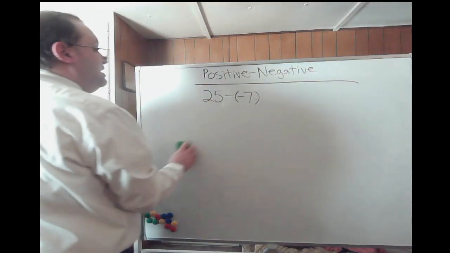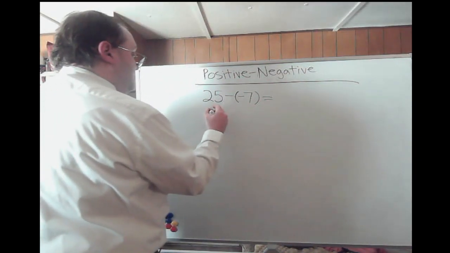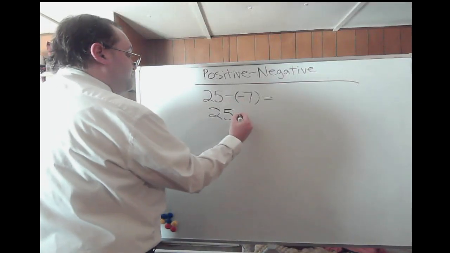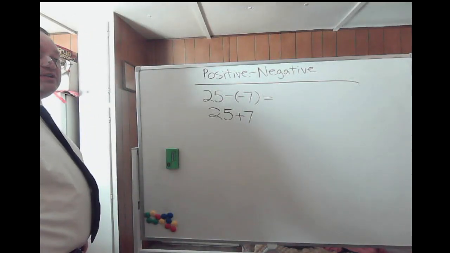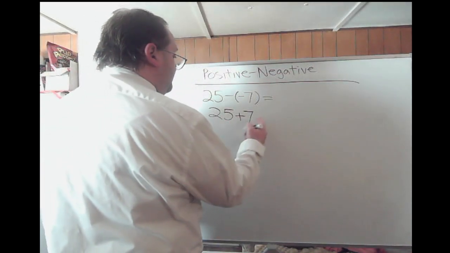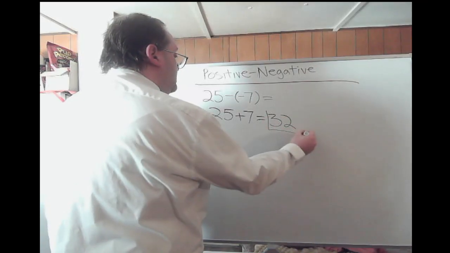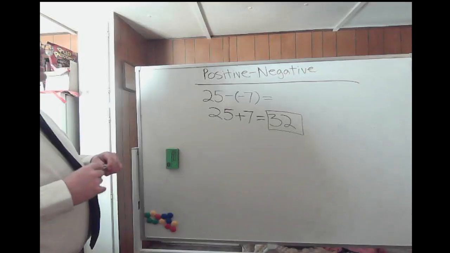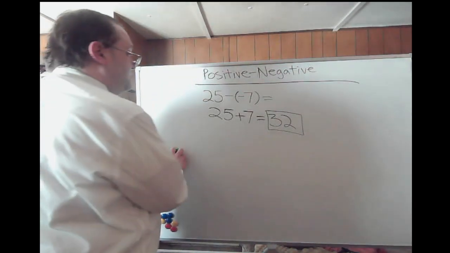So this positive minus a negative just turned into a standard addition problem. 25 minus negative 7 means 25 plus 7. This just turned into a standard addition problem. So 25 plus 7, that's 32. And you will always get a positive result whenever you take a positive minus a negative. It's always a positive result.